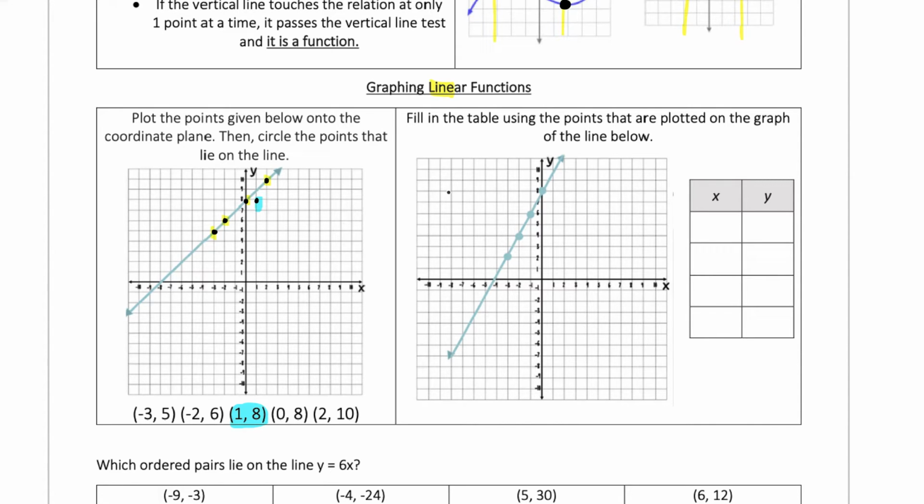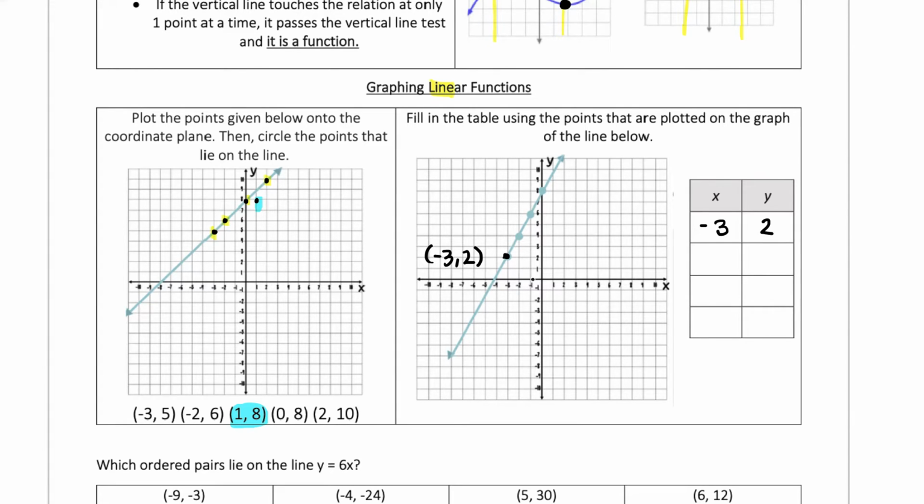In the next example, it says to fill in the table using the points that are plotted on the graph of the line below. We have our first point here. We notice that it is 3 spaces to the left, so at -3 for the x value, and it went 2 spaces up from that origin. So -3, 2 is the first point. Go ahead and try to list the other points and press play when you're ready to check.